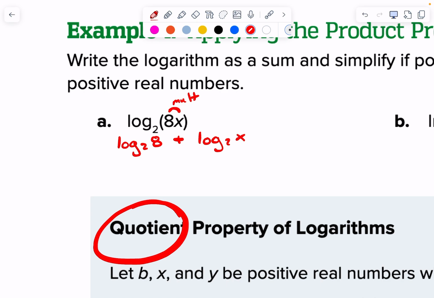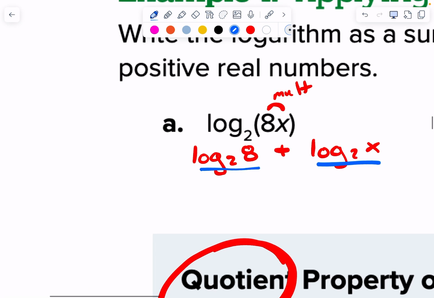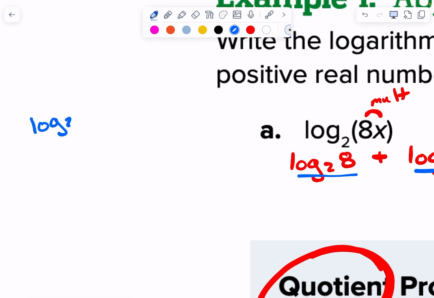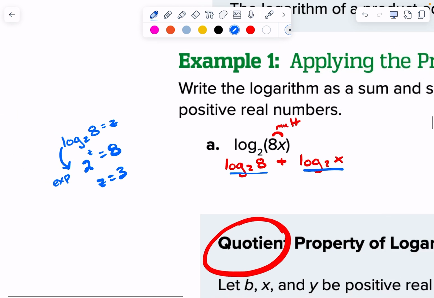All right, now, I can simplify a teensy-weensy bit more, right? I cannot do anything with log base 2 of x because I don't know what x is, but I can with log base 2 of 8, okay? Let's talk about just on the side here what log base 2 of 8 means. If I'm trying to figure out what log base 2 of 8 is, I'm going to say equals z, so we use something other than x. If I change this to an exponential function, this would say 2 to the z power equals 8. What would z be? 3. So log base 2 of 8 is 3.